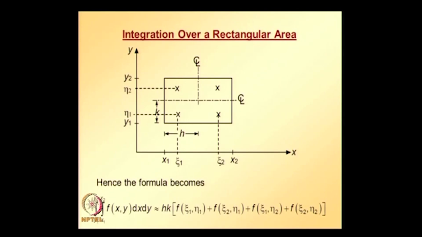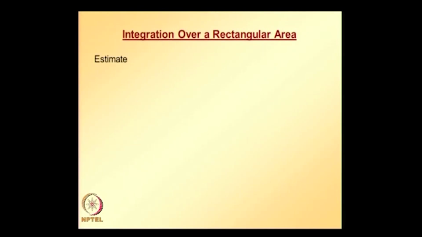the integral of f(x, y) over the rectangular region x1 to x2, y1 to y2 is approximated as the weight along the x direction times the weight along the y direction, that is h times k, multiplied by the sum of the function values evaluated at all the 4 points. So now let us apply this formula to evaluate this integral.